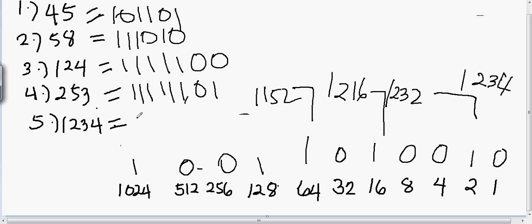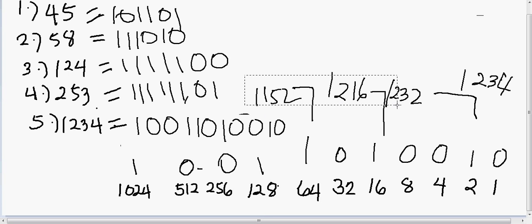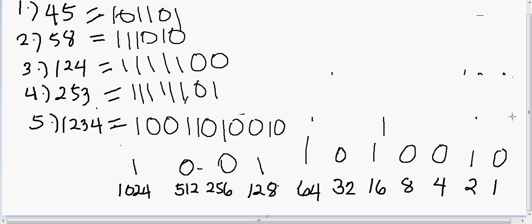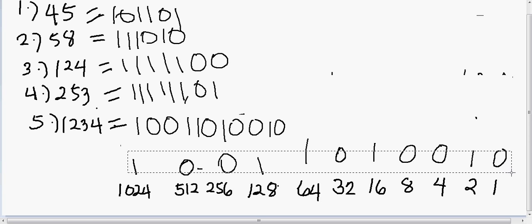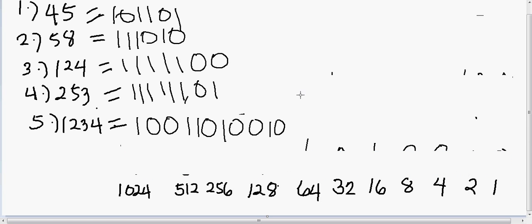1 0 0 1 1 0 1 0 0 1 0. Okay, let me just delete this. Yes, it will confuse us. Okay, and this one too. Okay, alright, so that is as easy as that. So we already have the answers.